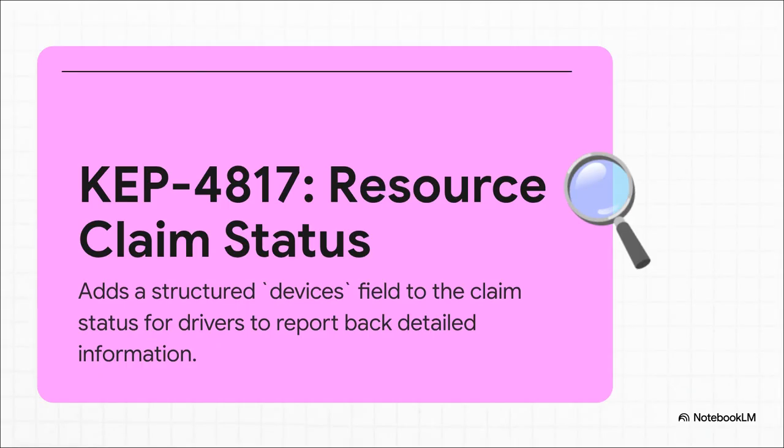The first critical enhancement is all about creating a feedback loop. It's called KEP 4817, and its whole purpose is to enrich the status of the resource claim object. Before this KEP, the status would tell you that a device was allocated, but it wouldn't tell you much else about it. This KEP introduces a new, structured devices field directly into the status. This provides a standardized, predictable place for the driver to report back exactly what it did during the configuration phase.